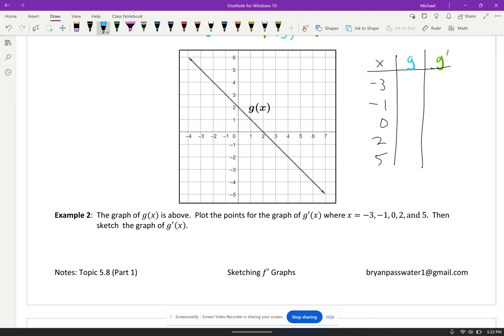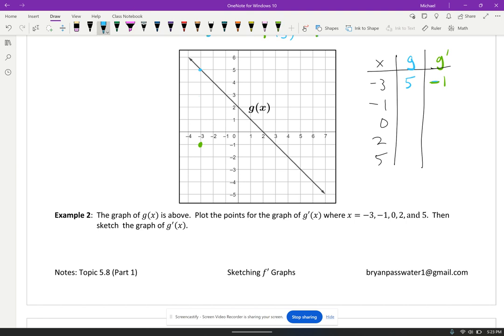So when x equals negative 3, this is the point. The point is 5, right? The y coordinate, the function value, g of negative 3 is 5. But now g prime is asking for the slope. What is the slope at this point? And so if you look and follow rise over run, this would be 1 down, 1 over, 1 down, 1 over, 1 down, 1 over. So my slope is negative 1. And so what we're going to do is plot that point. At negative 3, I'm going to plot negative 1. This value represents the slope at the blue point. And then we're going to go on.